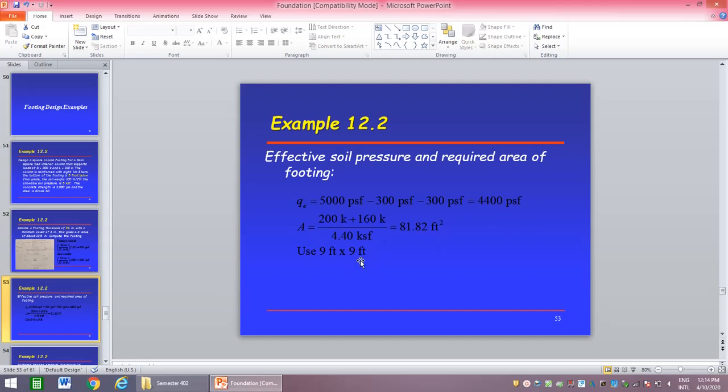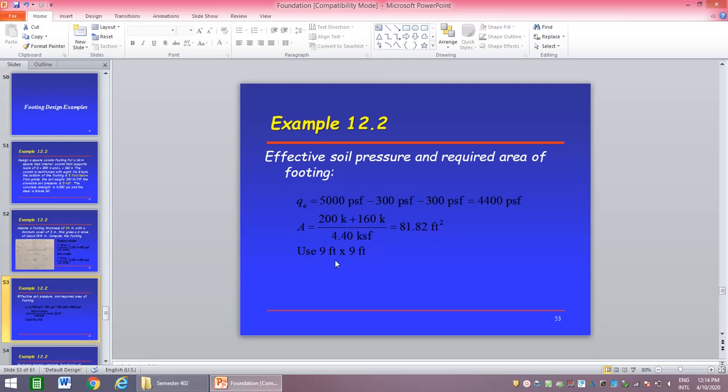Now earlier we explained that while calculating the area of the footing, we don't have to multiply the dead load as well as the live load by the factor of safety. So what is the dead load here? It is given 200 and the live load is given 160. So this plus this divided by 4.4, it is coming 81.82. Taking the square root of this, it is coming 9.05, so we are taking 9 feet by 9 feet. Maybe it is a little bit less or more, it doesn't matter. It should be approximately equal to this, maybe a little bit less or higher, but you have to round.